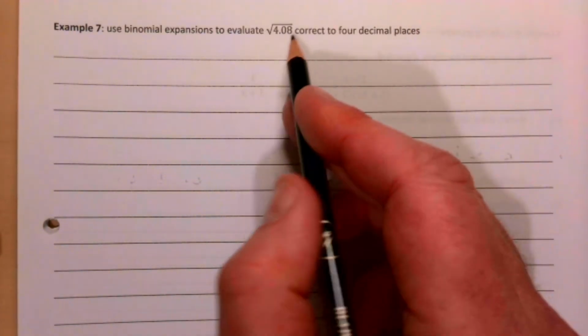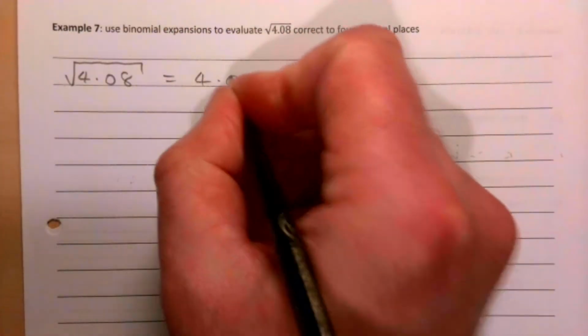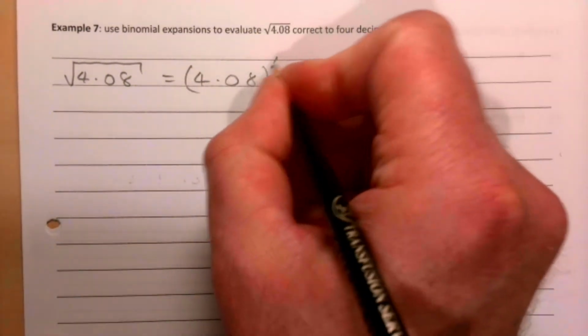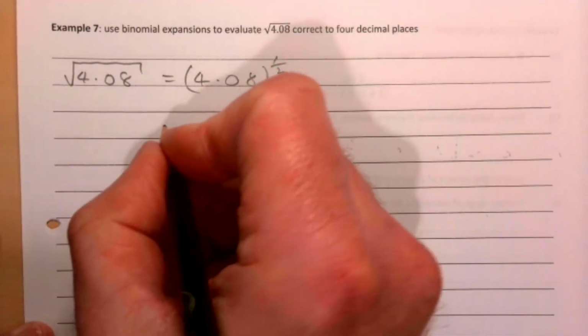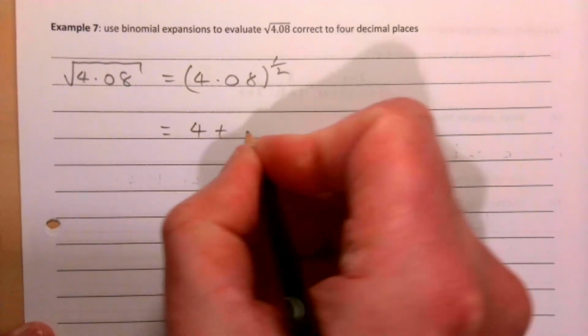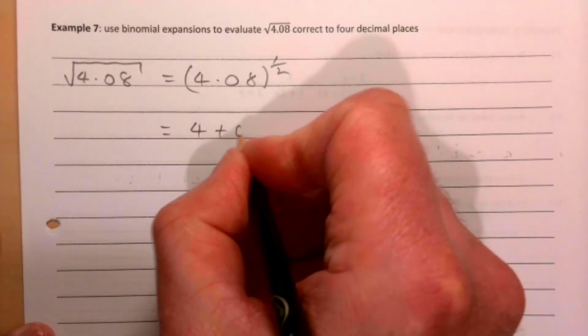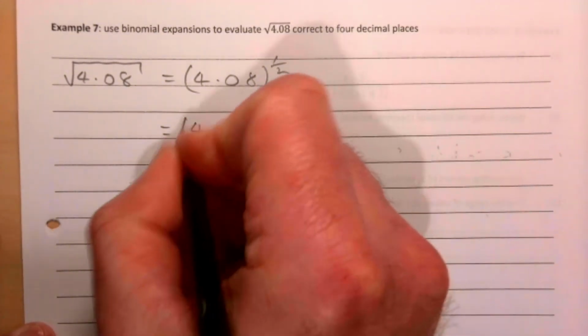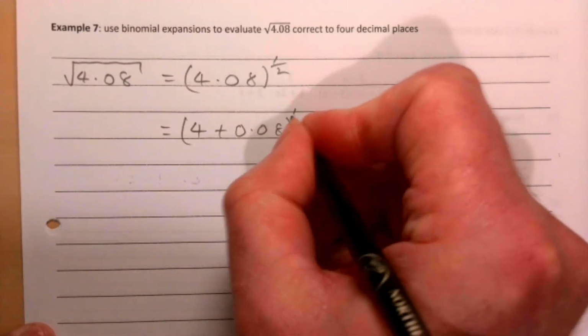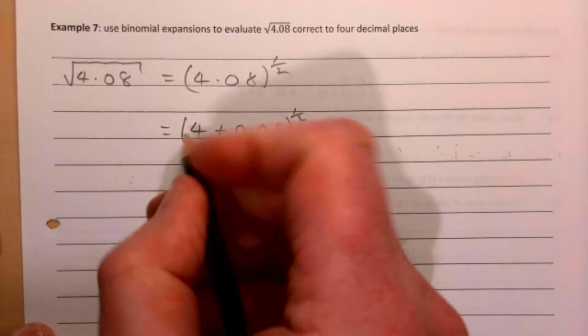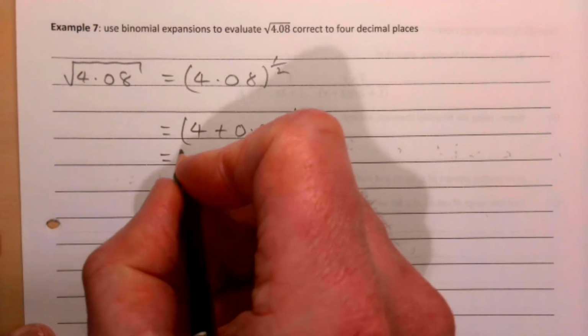So we need to rearrange this and make it look like something that we want it to look like in terms of binomial. It doesn't really look like a binomial question at present. So we have 4.08. That's the same then as 4.08 to the power of a half. That's the same as 4 plus 0.08 to the power of a half. This 4 is no good. Just remember, like the last example, we need to take that 4 out.